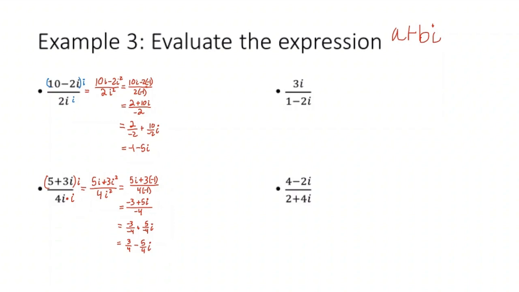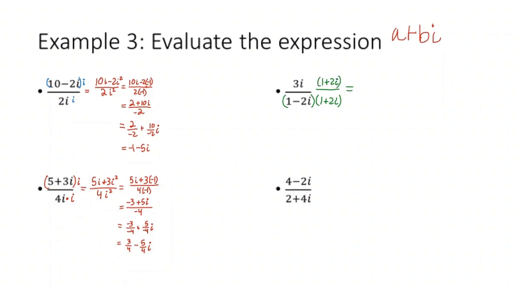In the next problem, we're going to evaluate 3i over 1 minus 2i. Because our denominators are not pure imaginary numbers, we are going to have to use complex conjugates to help simplify. What is the complex conjugate of 1 minus 2i? Well, remember with complex conjugates, we switch the operation in the middle. So we change the minus to the plus, and the complex conjugate of 1 minus 2i is 1 plus 2i. And we're going to multiply top and bottom by 1 plus 2i.